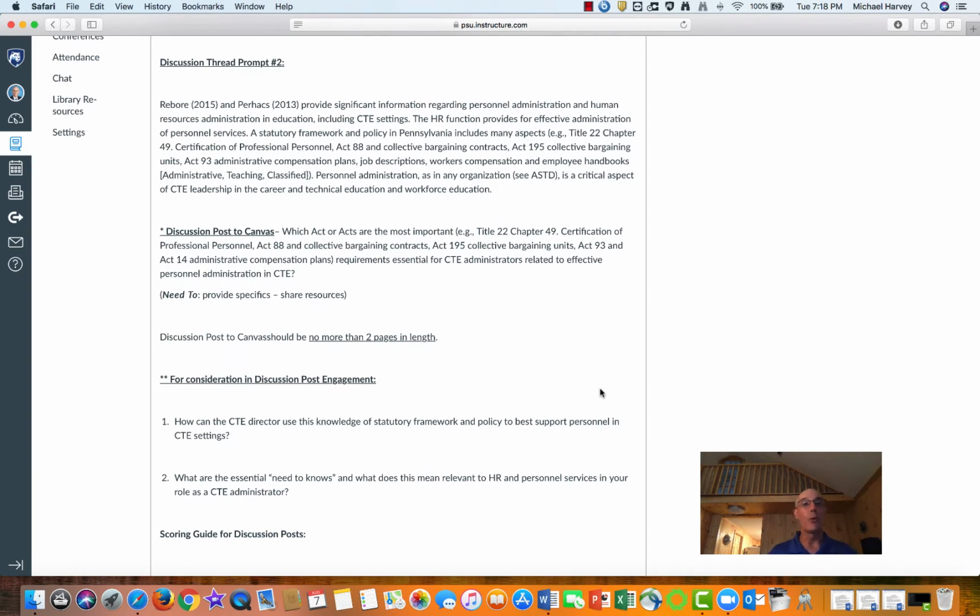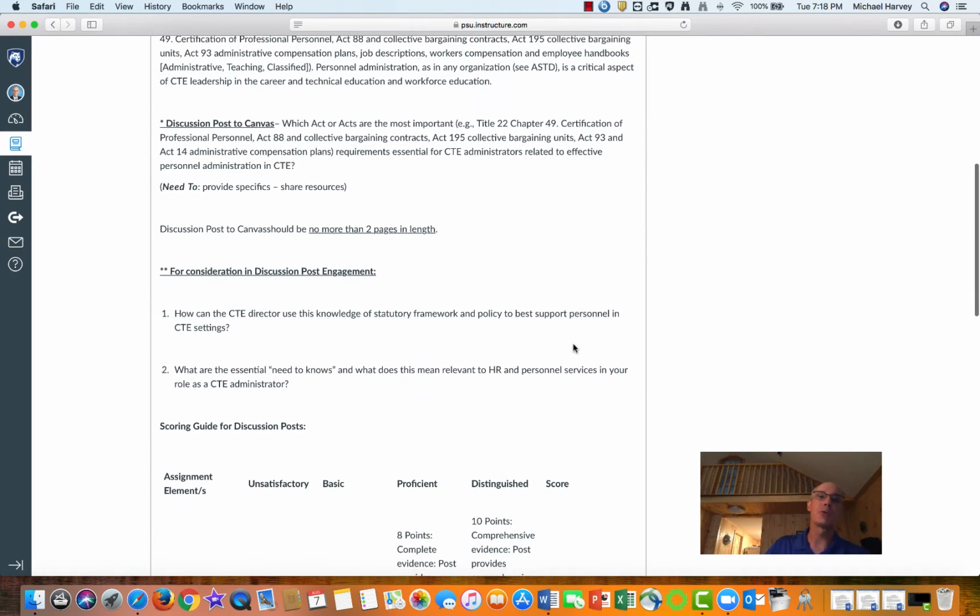This is affording you the opportunity to look at those various acts, and they can be voluminous. There are several of them. And then in your opinion, which ones do you think is the most important and why? And then from that perspective, you identify the one that you think is the most important, and then in no more than 2 pages, you discuss why you think it's important, and you would post that to Canvas.